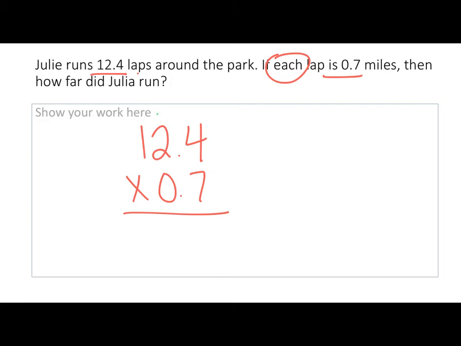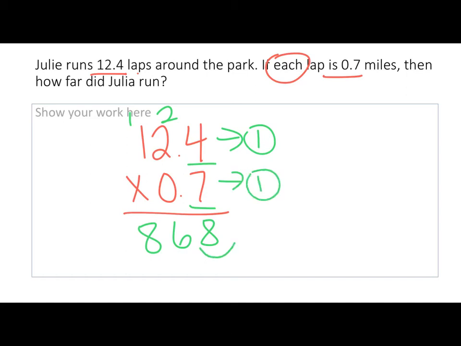7 times 4, 28. 7 times 2 is 14, plus 2 is 16. Don't forget to carry. 7 times 1 is 7, plus 1 is 8. There are 2 places behind the decimal. You could multiply everything times 0 if you wanted, but you don't have to. So slide your decimal over twice. So our answer is 8 68/100.